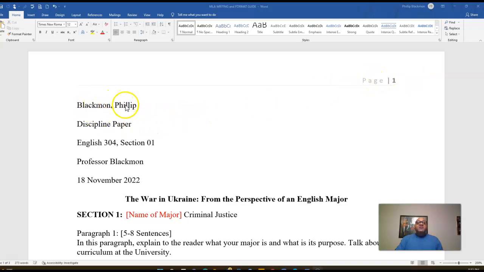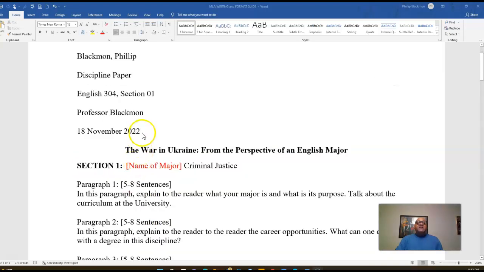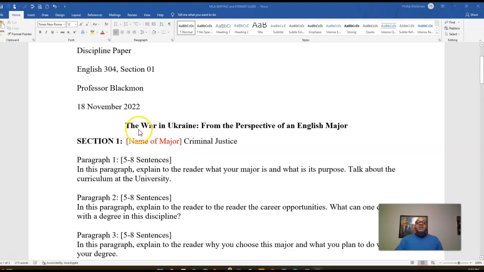You'll type your last name, first name, discipline paper, English 304, your section number, my name, and the day that the paper is due. You will also give your paper an interesting title. One of the things I did here for my paper, I just said the war in Ukraine from the perspective of an English major. I am an English major, so I'm going to write it from that perspective.